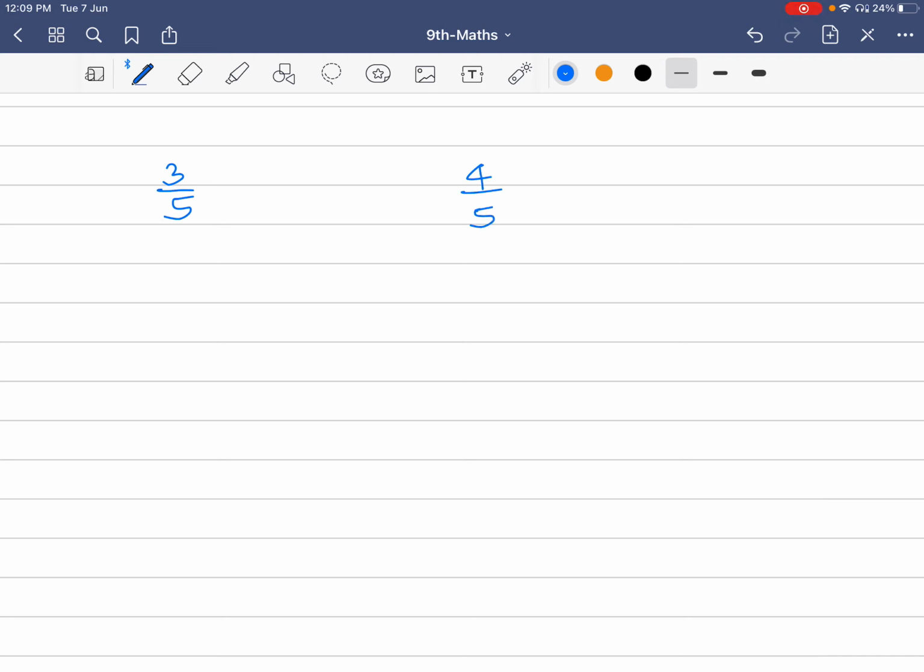Let's convert them into their equivalent. So I'm going to multiply by 10. Here also I am going to multiply by 10. So this is going to be 30 by 50, and this is going to be 40 by 50.